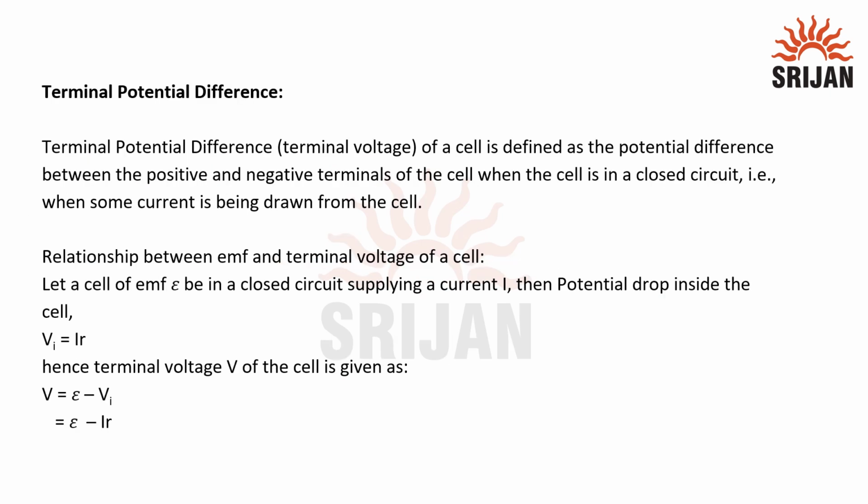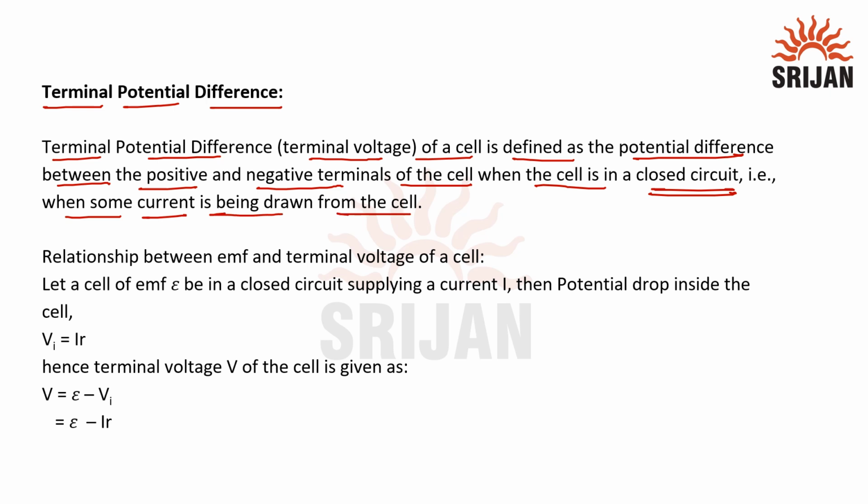Now let's understand the terminal potential difference. Terminal potential difference or terminal voltage of a cell is defined as the potential difference between the positive and negative terminals of the cell when the cell is in a closed circuit, that is, when some current is being drawn from the cell.